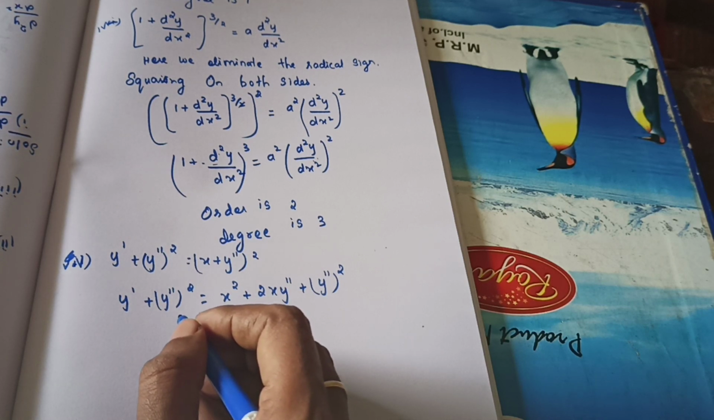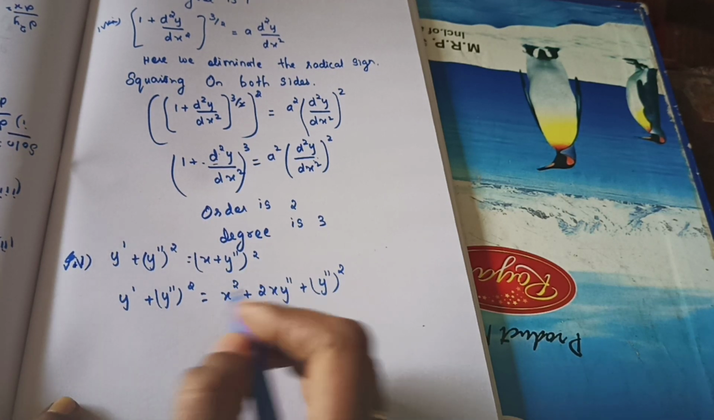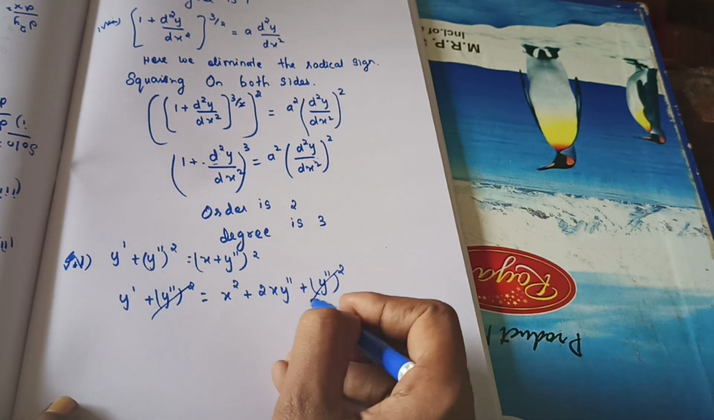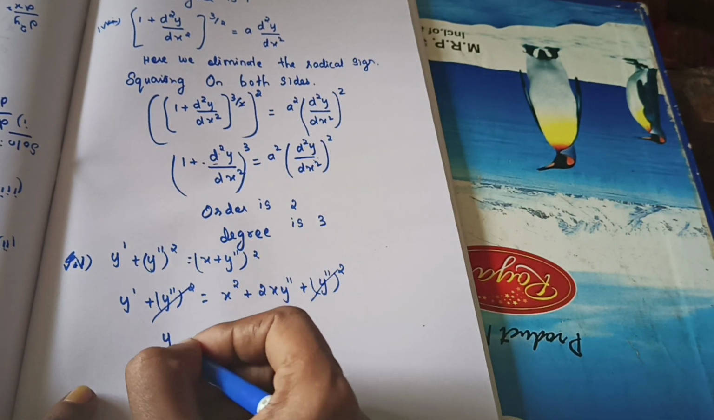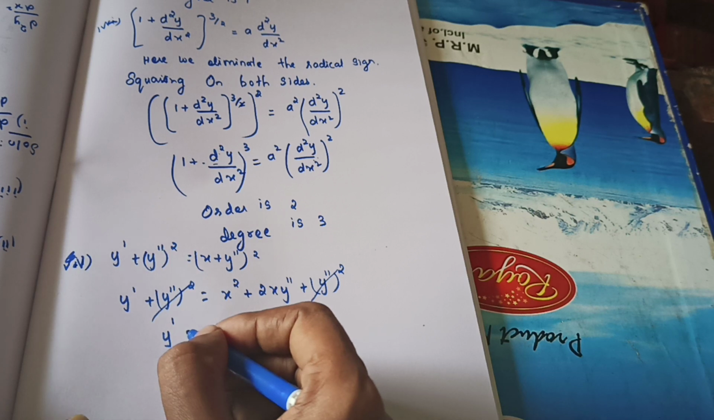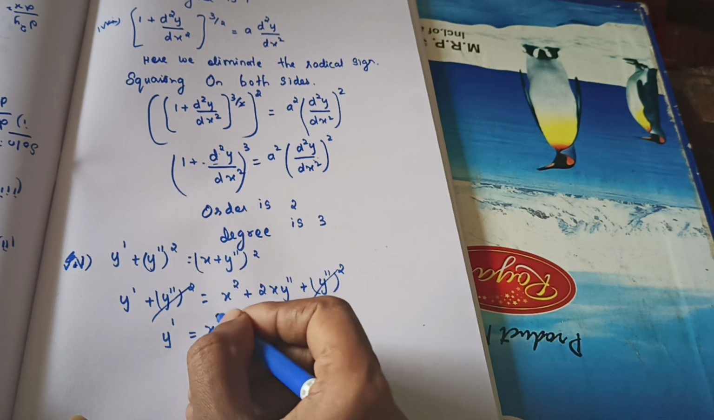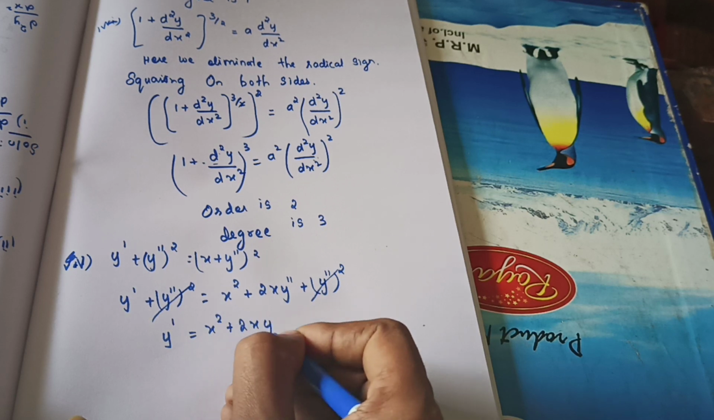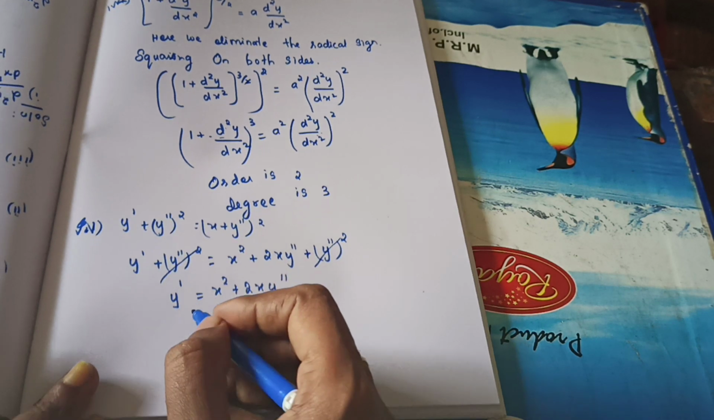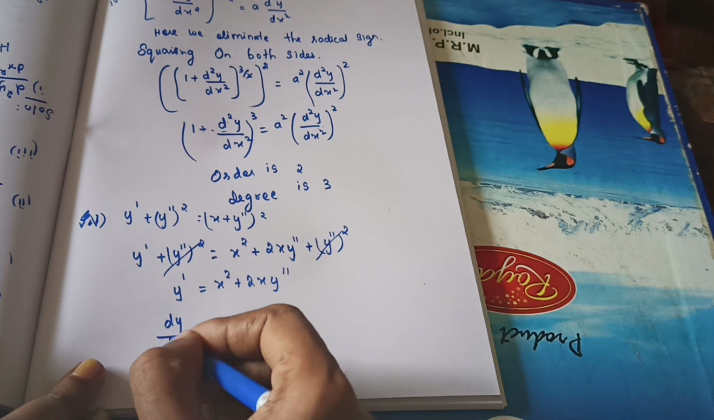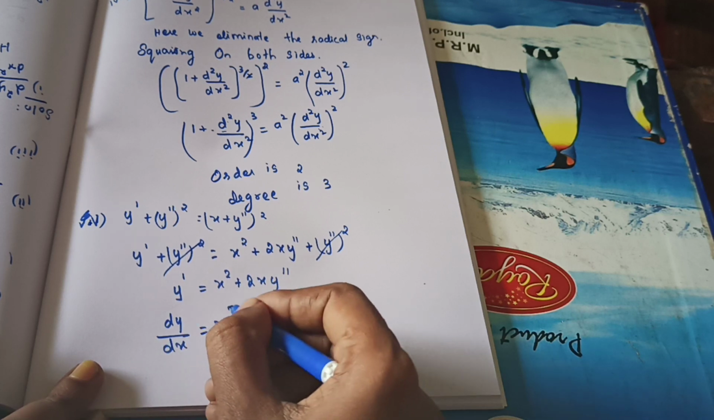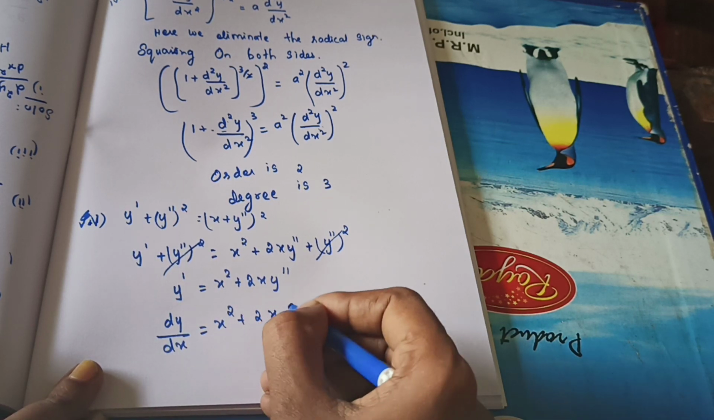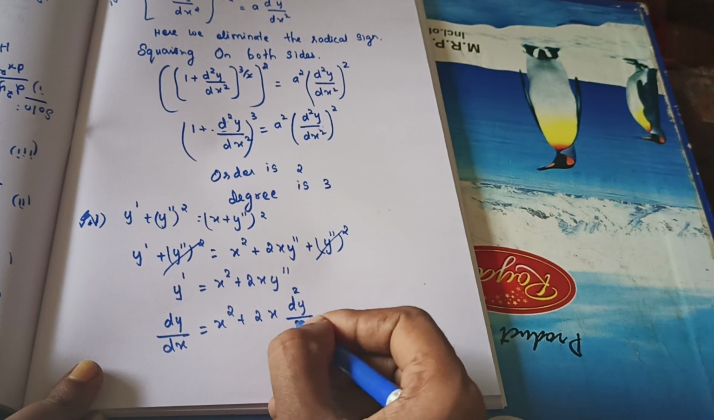So now what did we do? We can cancel the common terms. So this and this will get cancelled. Now what's the balance? y dash. You can bring all the terms to one side. Okay. So y dash is equal to x square plus 2xy double dash. So y dash means what's the meaning? dy by dx is equal to x square plus 2x into d square y by dx square.